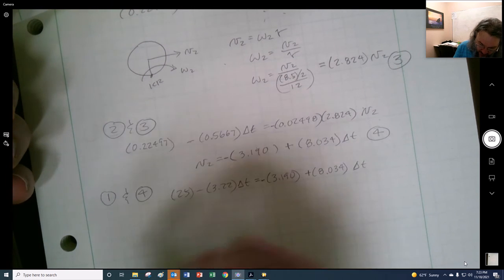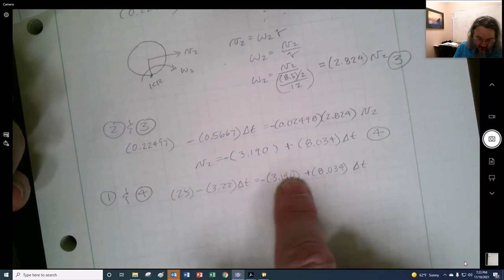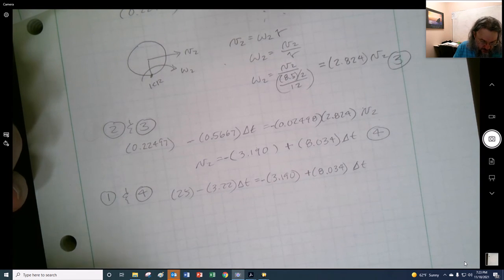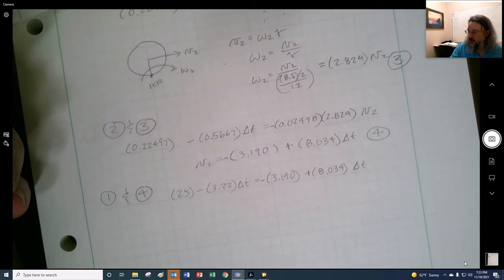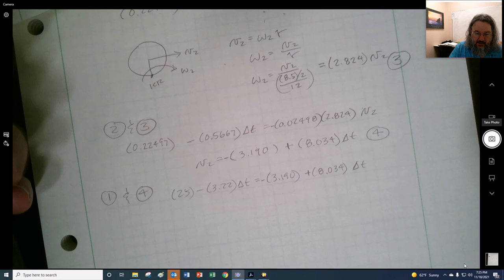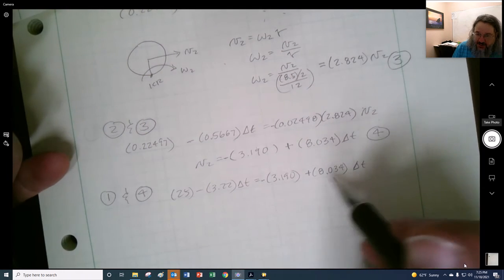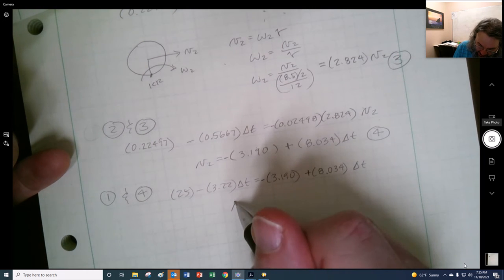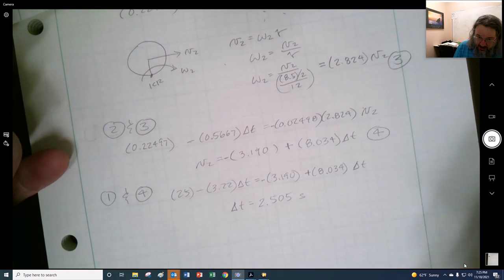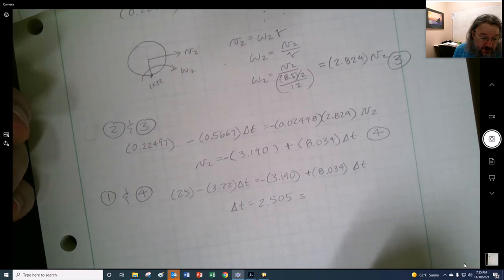So what we're left with is 25 plus that, right? And then 3.22 plus 8.034, and divide them out. I want to double check my answers. I don't like it, something weird where I multiplied instead of added these two together. So anyway, delta t is equal to 2.505 seconds, right? And so that was the thing we were trying to get.